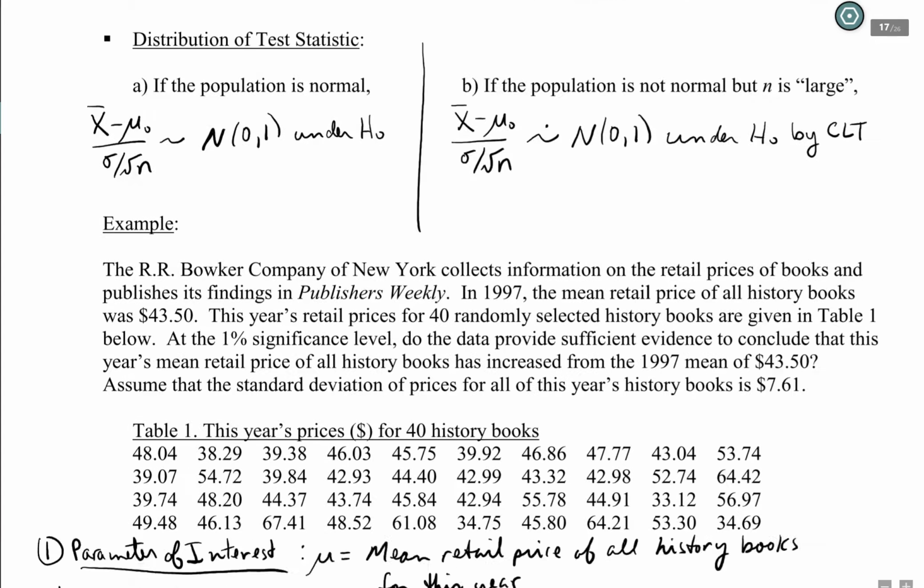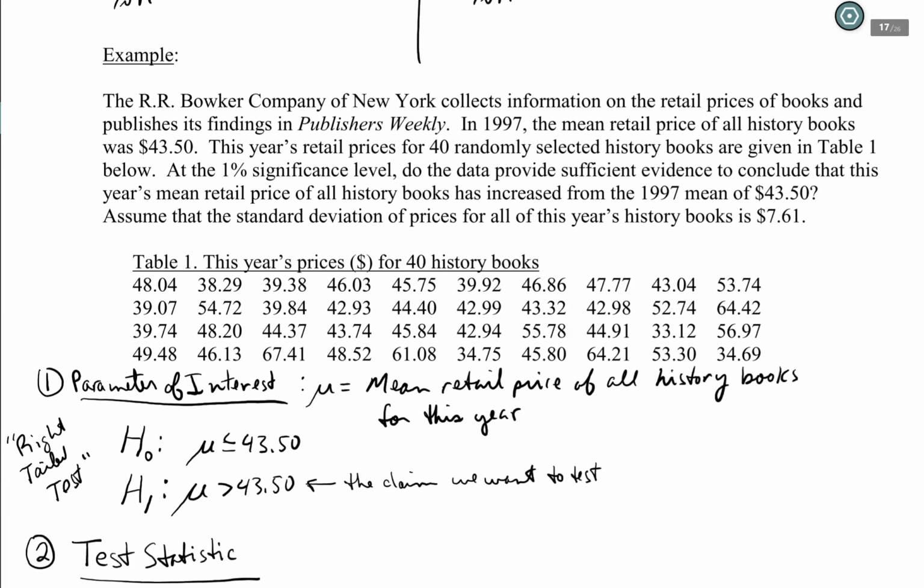Okay, so let's see here. We have a random sample. 40 randomly selected books were taken. So that assumption is satisfied. We have a large sample size. We got 40 data points to work with. There's the 40 prices for this year's history books in that table. And then also we have assumed that the standard deviation of prices for all of this year's history books is 7.61. So we have knowledge of the standard deviation of the population.